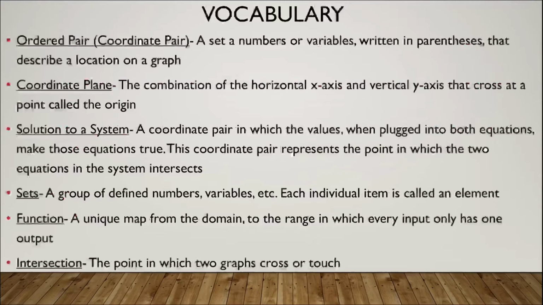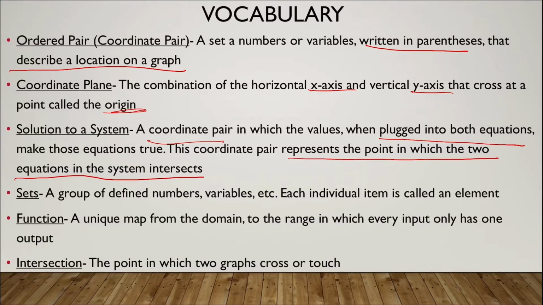Quick vocabulary. An ordered pair or a coordinate pair is a set of numbers or variables written in parentheses that describe a location on the graph. A coordinate plane is just the combination of the x-axis and y-axis that cross at a point called the origin. A solution to a system is a coordinate pair in which the values, when plugged into both equations, make those equations true. This coordinate pair represents the point in which the two equations in the system intersect. So you're looking for an intersection here.